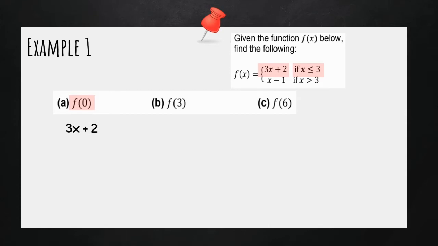I need to apply the 3x plus 2. So I'm going to take that 3x plus 2. I'm going to substitute the 0 in for x. And using order of operations, I'm going to evaluate, and my final answer is 2.